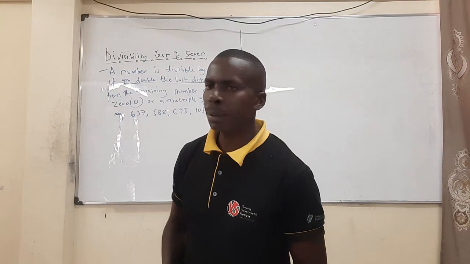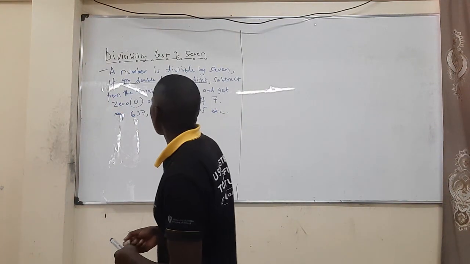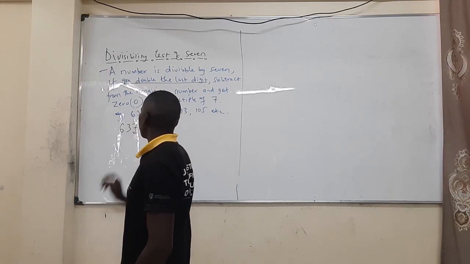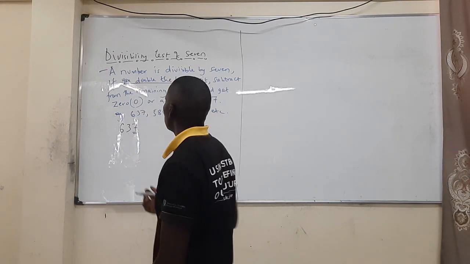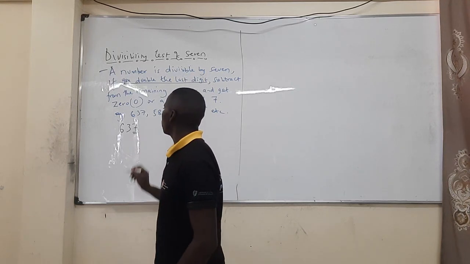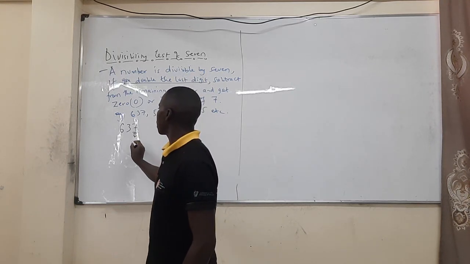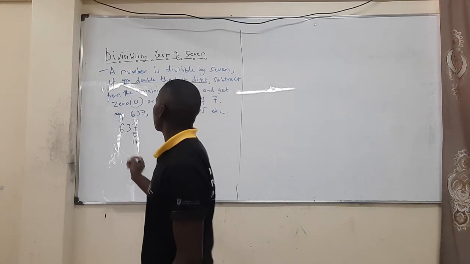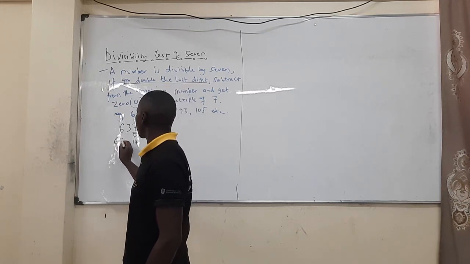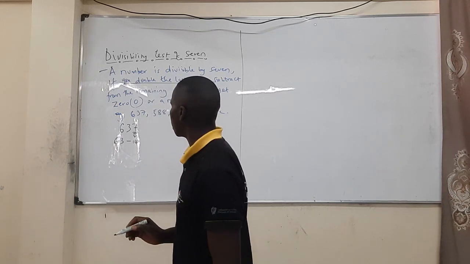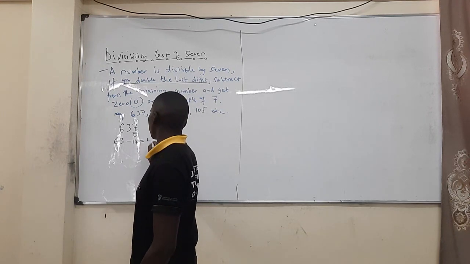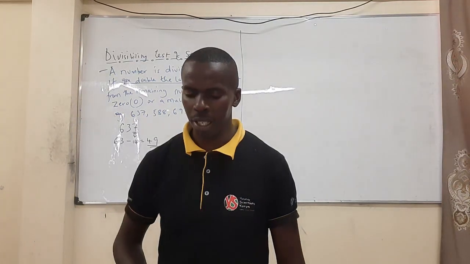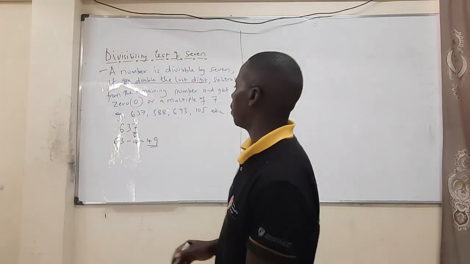So let's look at an example. Our first one is 637, and in this number our last digit is 7. If we double 7, we get 14. 7 times 2 is 14. Then we take the other number, which is 63, and subtract 14, and this gives us 49. And of course 49 is divisible by 7. It's a multiple of 7.